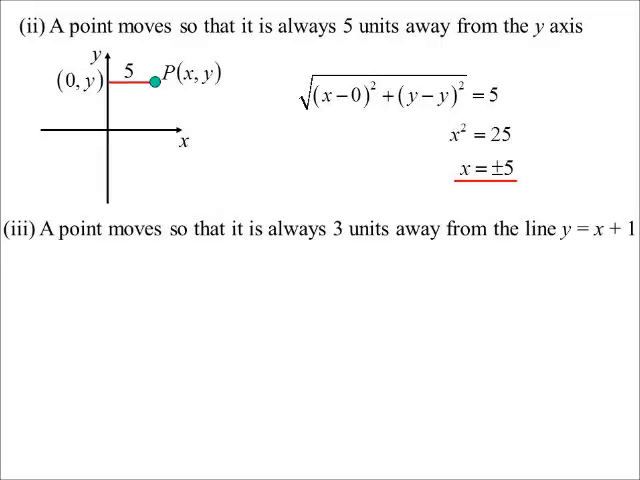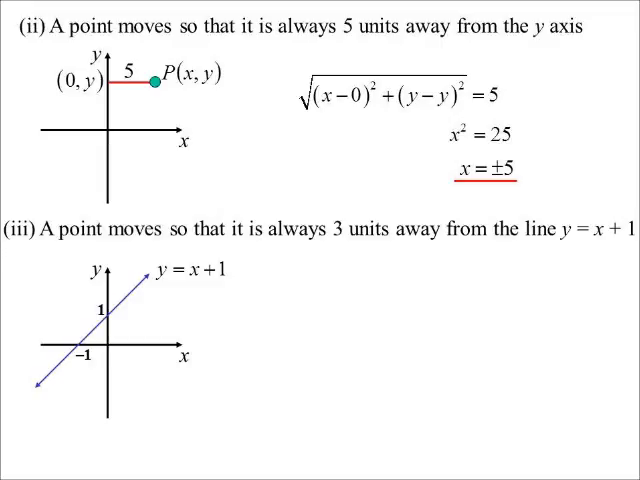Yeah, I mean you'd think, oh well it's 3 away, add 3 on, I get y equals x plus 4. Turns out no, it's not that. So let's have a look at why that happens. There's y equals x plus 1. And the reason I can't just add 3 to it is because if I was to add 3 to it, I would move the curve up 3 units.